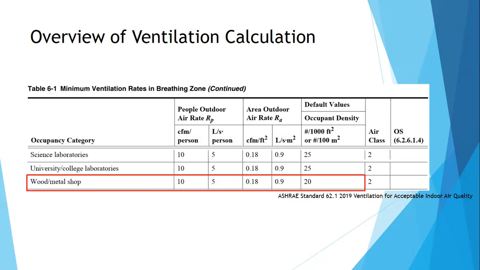If it's just the space itself, the area needs about 0.9 liters per second per meter squared. This 20 here is the assumed occupant density, meaning for every 100 square meters, there should be 20 people inside. So let's go back to our example.